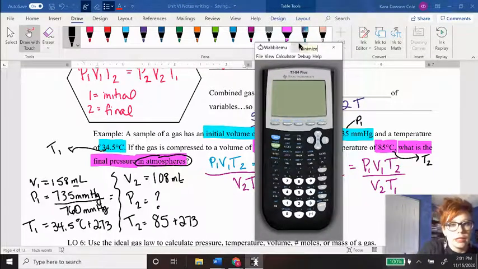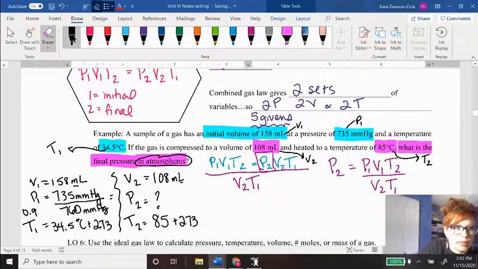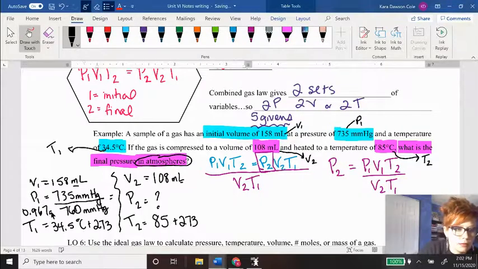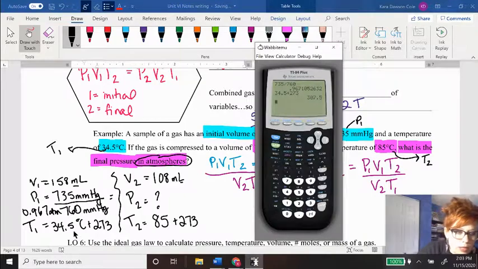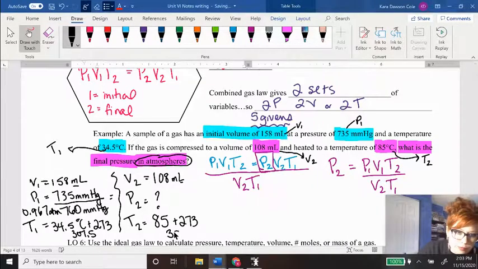Plugging some of this stuff into my calculator, I have 735 divided by 760. That's equal to 0.967 atmospheres. This is equal to 307.5, and this is 358. Now remember, this is Kelvin and this is Kelvin. Also remember, you're switching these two, so this T2 goes with these things and T1 goes with these things.